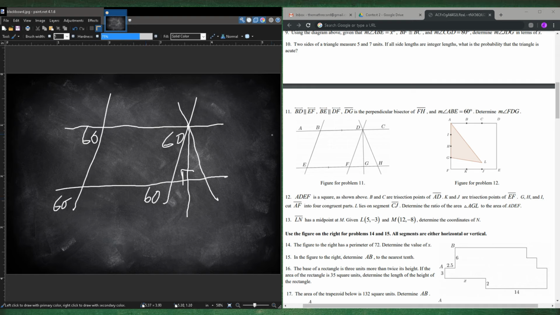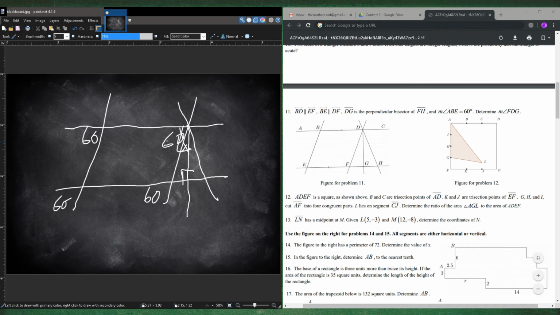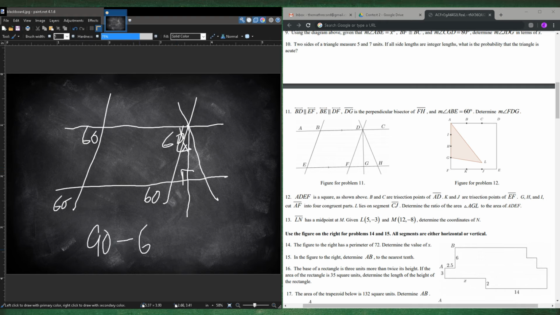Determine the angle FDG. So we need to find this angle right here, FDG. Since line DG, this line right here, is perpendicular, that means it has to make 90 degrees. So since it makes 90 degrees, and this is 60 degrees, you just have 90 minus 60 equals 30. It's basically just that simple. So angle FDG is just 30 degrees.